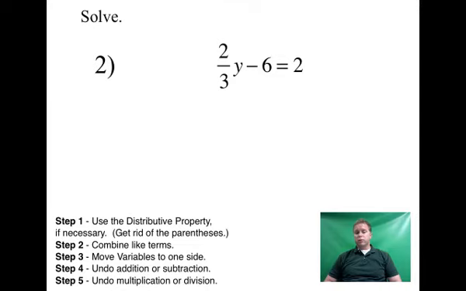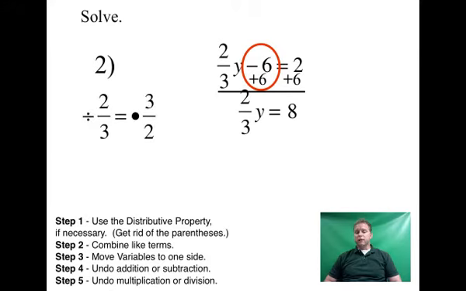Okay, hopefully you got some of that done. There's no step 1, 2, or 3, so we'll go to step 4. They're subtracting 6, so we're going to add 6 to both sides. Our minus 6 and plus 6 will zero out, and we'll have 2/3 y on the left, and 2 plus 6 is 8. They're multiplying by 2/3, so we need to divide by 2/3, which means we're going to multiply by 3 over 2, the reciprocal.